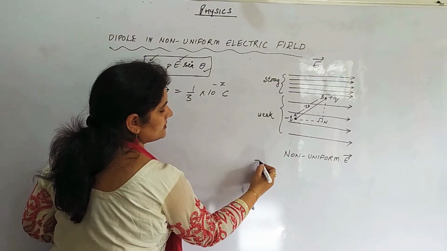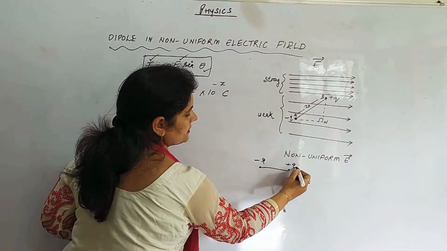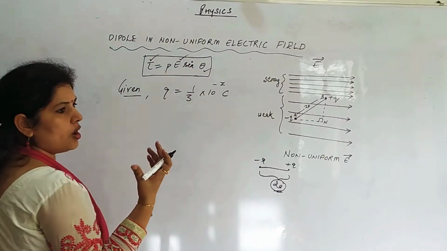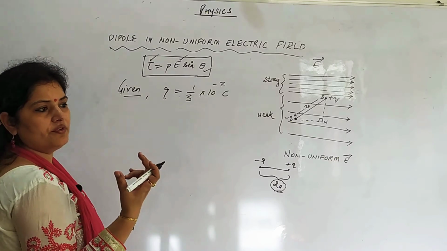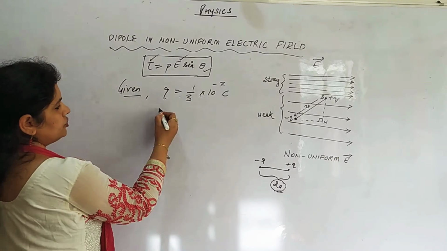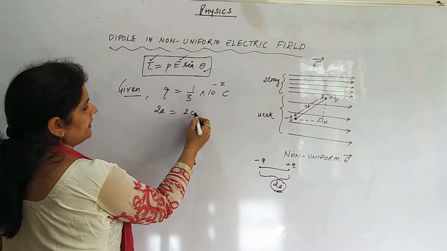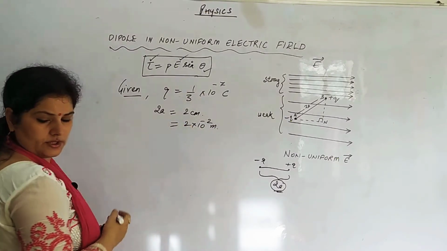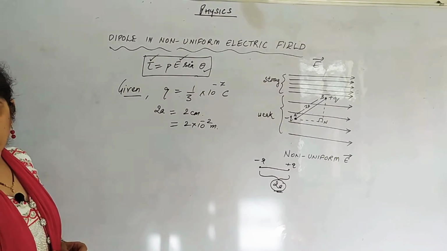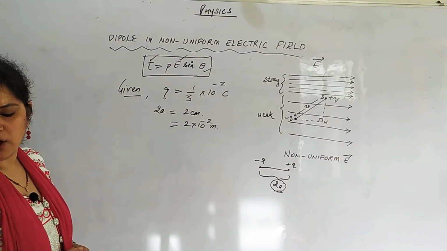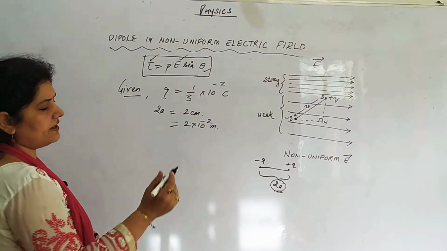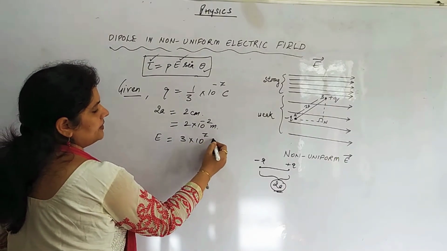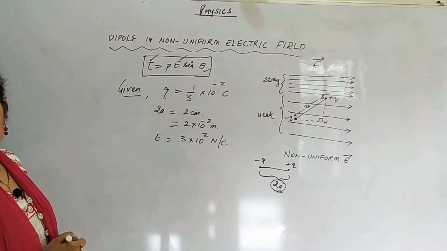Separated means this is minus q, this is plus q, this is the separation. So whatever distance or length of the dipole is given, we will always take it as 2a. So 2a is given as 2 centimeter, that is 2 into 10 raised to power minus 2 meter, right? The dipole is placed in an external field of 3 into 10 raised to power 7 Newton per coulomb. Electric field is given as 3 into 10 raised to power 7 Newton per coulomb, right?